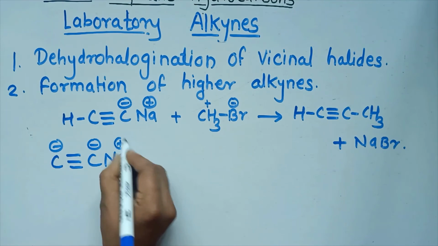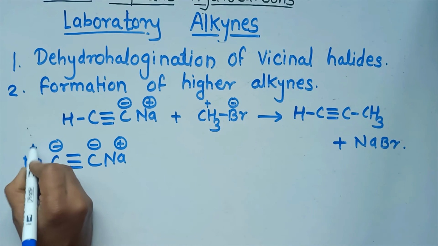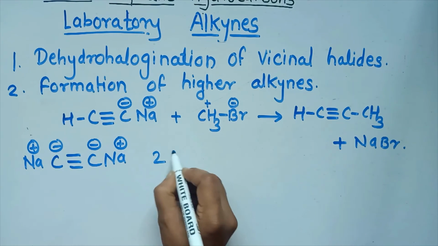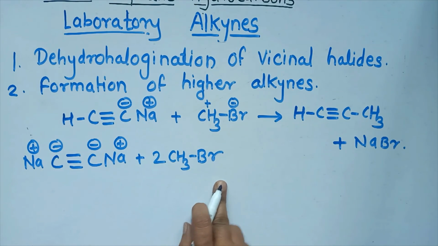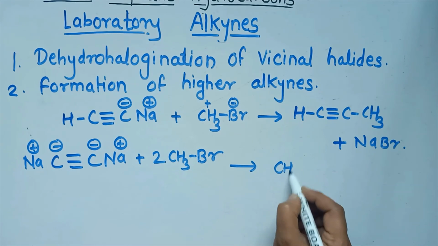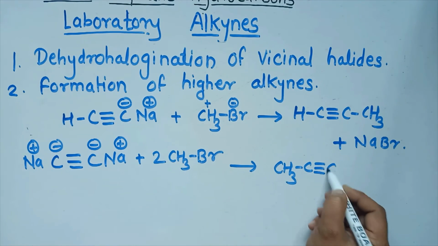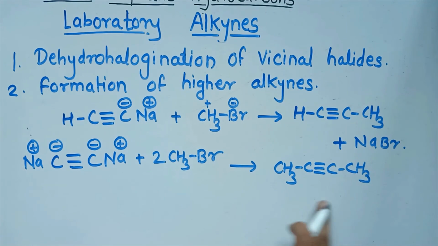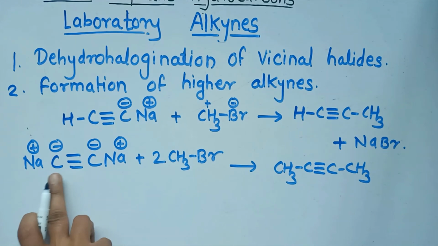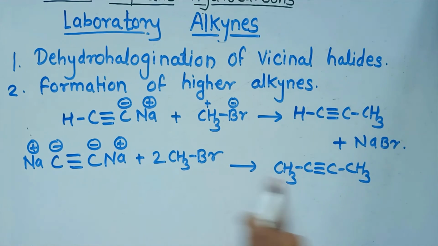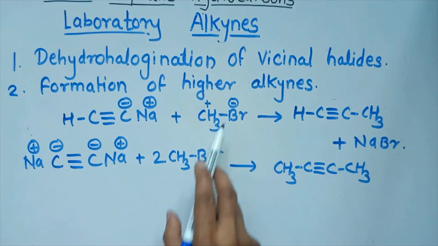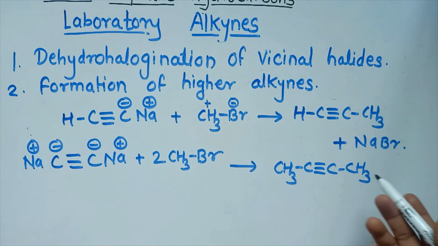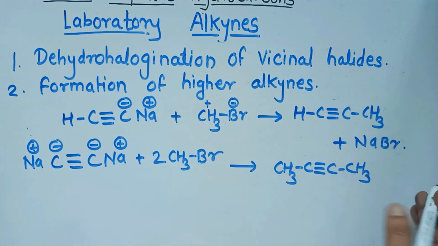So higher alkynes are formed if we use that disodium acetylide and it reacts with 2 moles of alkyl halide. So there is a formation of butyne. At the initial level we take acetylene and we get butyne. So higher alkynes are obtained. Depending upon the use of this alkyl halide, we can prepare higher alkynes in this reaction.